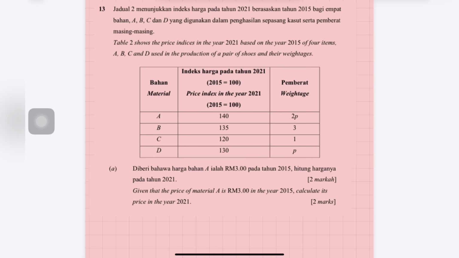Number 13, table 2 shows the price indices in the year 2021 based on the year 2015 of 4 items A, B, C and D used in the production of a pair of shoes and their weightages. Okay, so this one given price index, so meaning that I, okay, 2021 base 2015, weightages W. Okay, A, given the price of the material A is RM3 in the year 2015, calculate its price in the year 2021. Okay, since it is material A, so we focus on A.